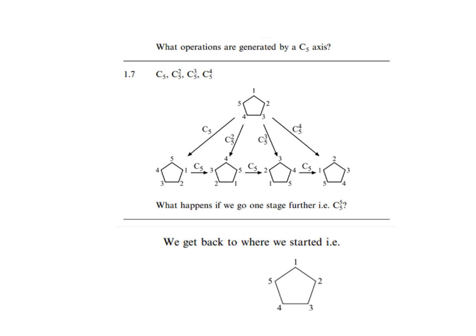Now, we have a question: what operations are generated by a C5 axis? If we rotate a molecule of cyclopentane, which has 5 carbon atoms or 5 corners, five times, what will happen? Let's see. If we rotate the cyclopentane molecule one time, we can see that all the carbon atoms change their positions and move on to the next position.